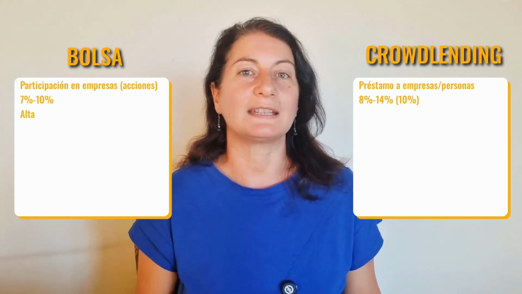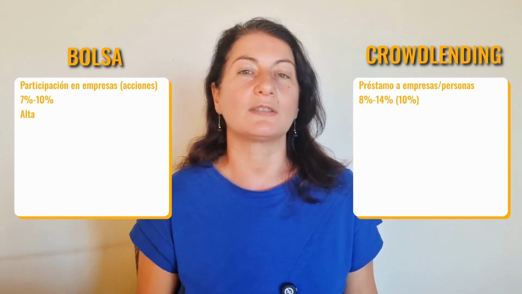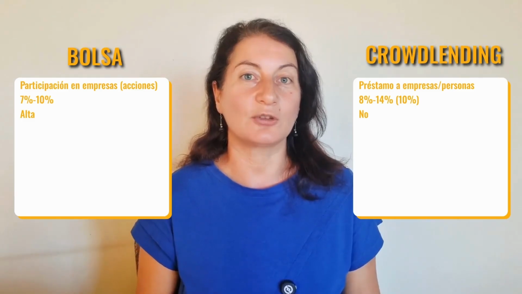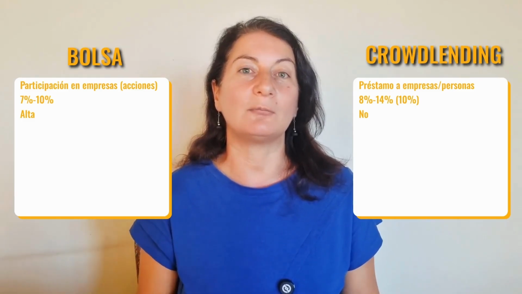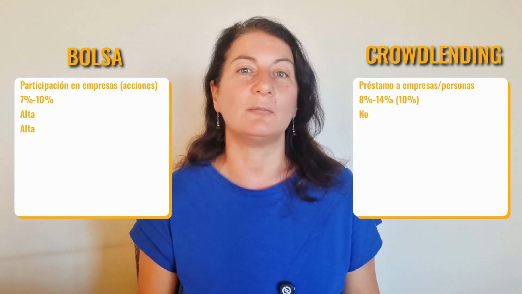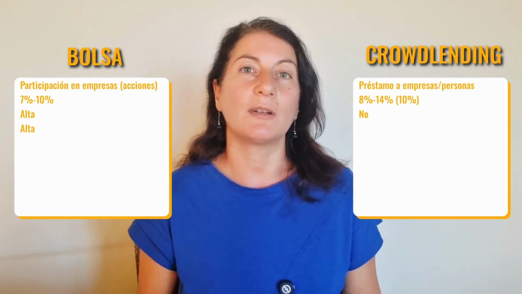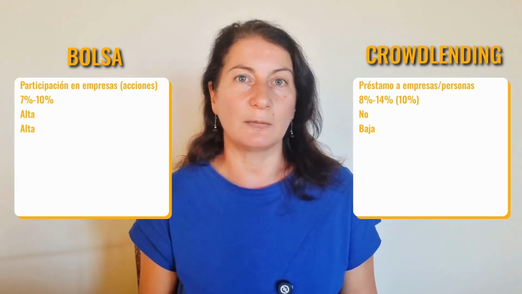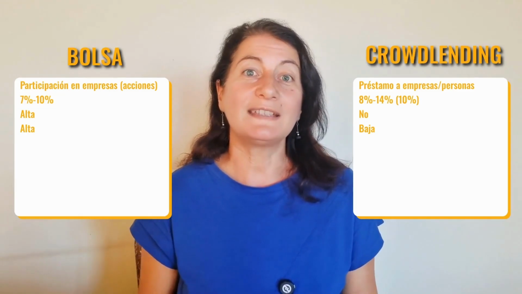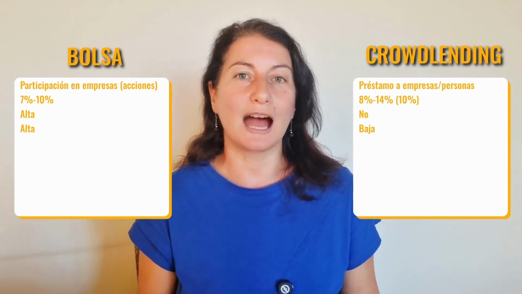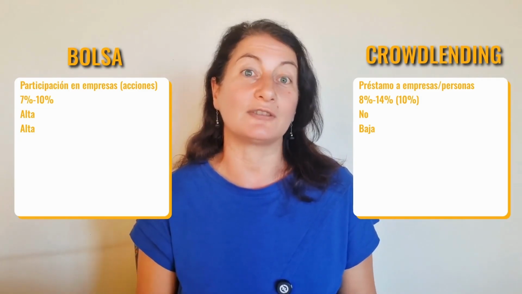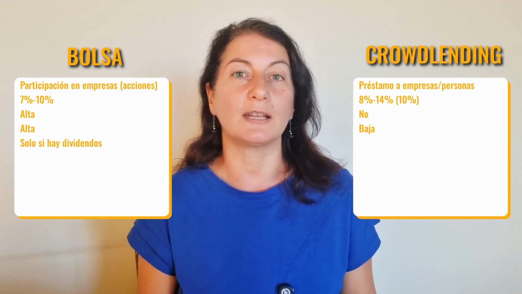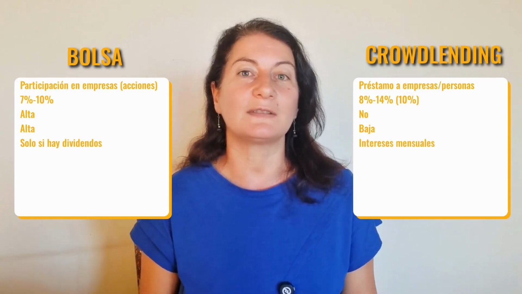Stock market volatility is high with many ups and downs even on a daily basis. In crowdlending, there is no volatility. The risk we have in crowdlending is defaults. Regarding liquidity, in the stock market we will have high liquidity, allowing us to sell at any time. In crowdlending, it is lower, and we will depend on the maturity of the loans or the existence of a secondary market on the platform. When we invest in the stock market, we will not have recurring monthly income unless we are investing in dividends with a dividend investment strategy. In crowdlending, we will normally have monthly interest.